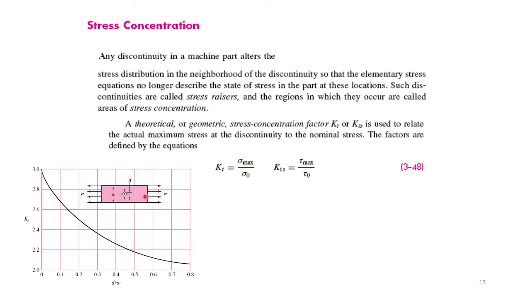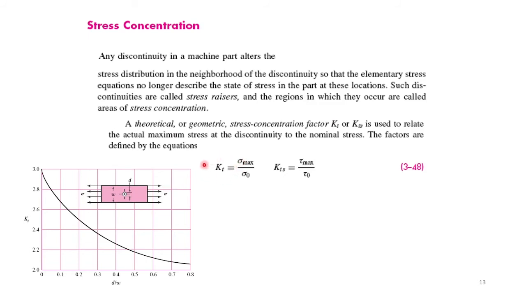Sigma maximum is the maximum value of stress in the vicinity of this hole, in the region very close to the hole, over the nominal stress value in a region far away from this hole. So KT gives you how much this nominal stress sigma will be magnified in the vicinity of this hole. This is KT, the stress concentration factor.